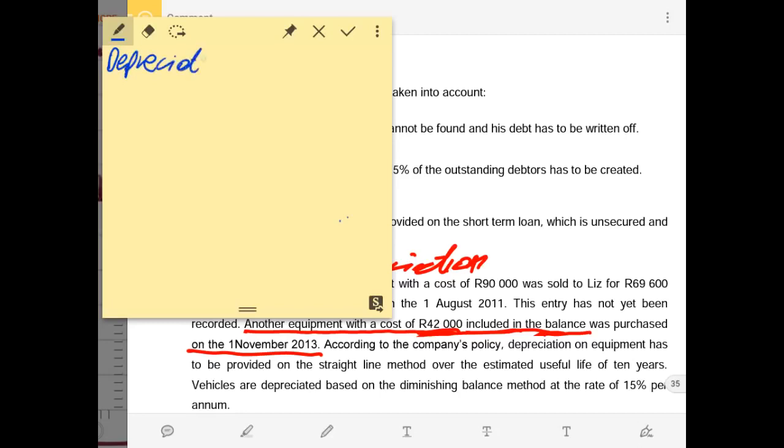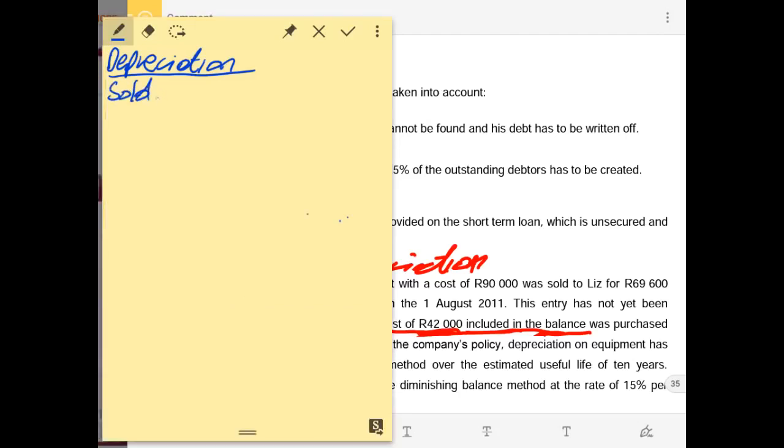We are calculating depreciation for the sold equipment. The cost of the equipment that was sold is given to be 90,000 rands. There is no residual value given, so we just divide by the useful life of 10 years. That gives us 9,000 rands, which is the depreciation for the full year.